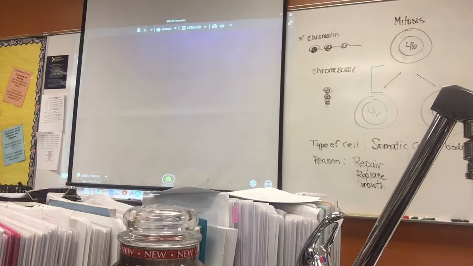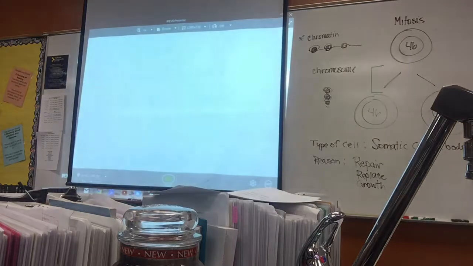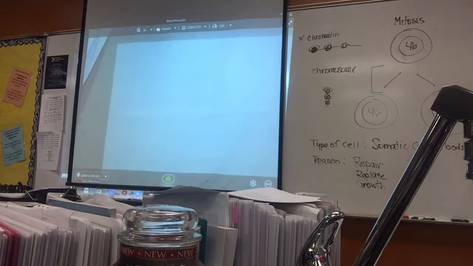Okay, before a cell actually enters mitosis, and it's just hanging out, because not all cells are dividing all the time, what phase is it in? This phase is actually not part of mitosis. What phase is it in? It starts with I. Interphase. It's called interphase.